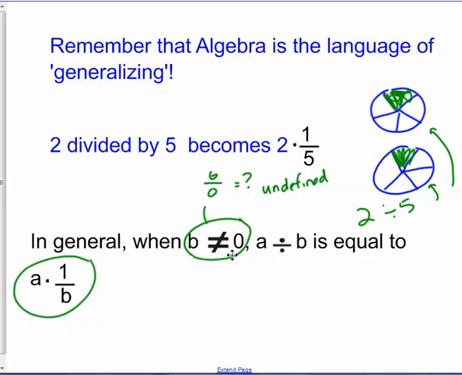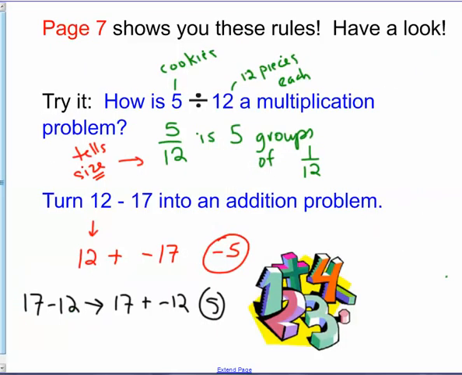And remember, you cannot divide by 0, because there's no number that when I multiply by 0 I could get 6, because anything times 0 is 0. So dividing by 0 is called undefined. You can study those properties on page 7.